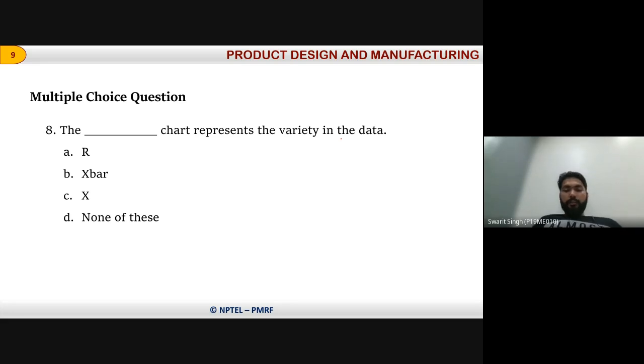Okay, so we got options for A. Okay, yes. So it is an R chart only, which represents the variety of the data.